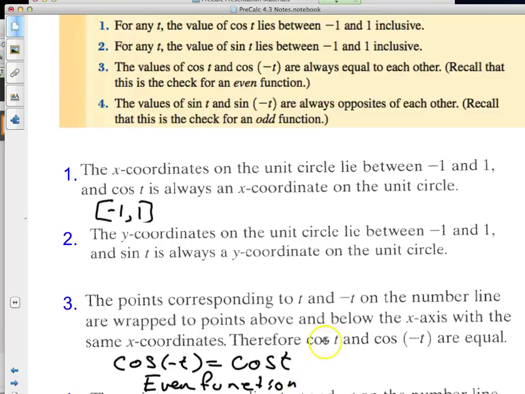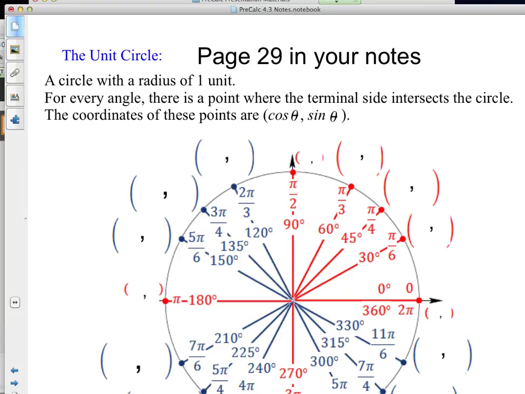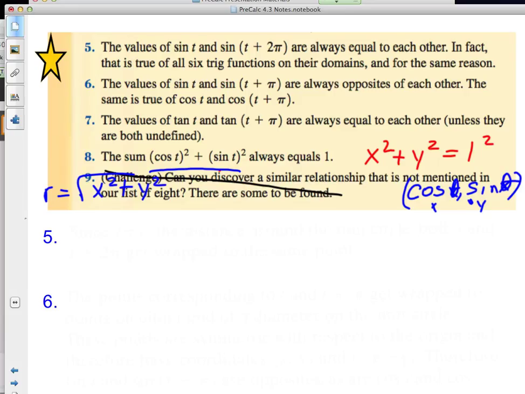And number 4, I kind of assumed I read that, but I didn't. The values of sine t and sine -t are always opposite of each other. Recall that this is the check for an odd function. Now, we've talked about that, and let's get going here on 5. We're looking this over. We're going to skip problem 9, by the way.